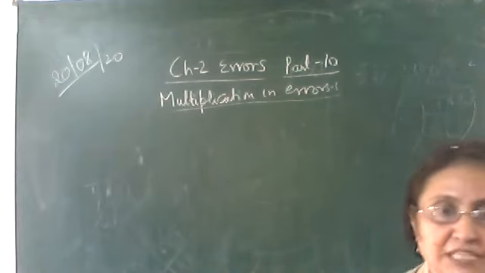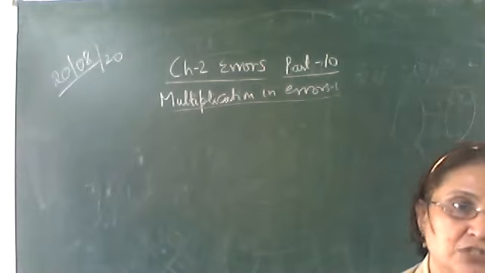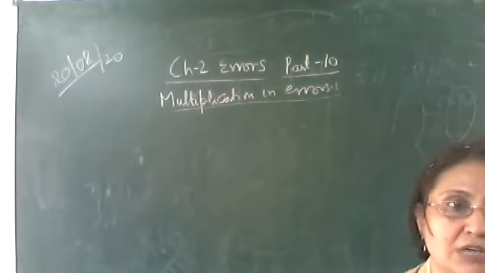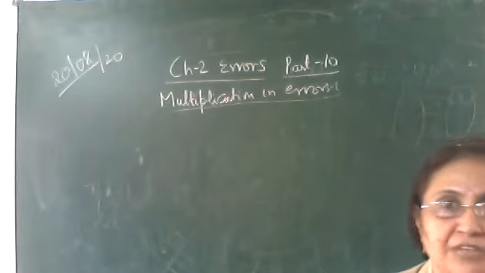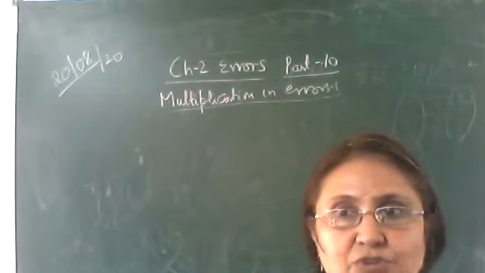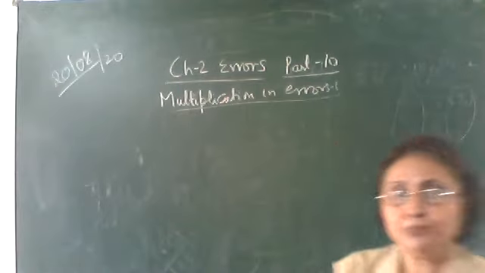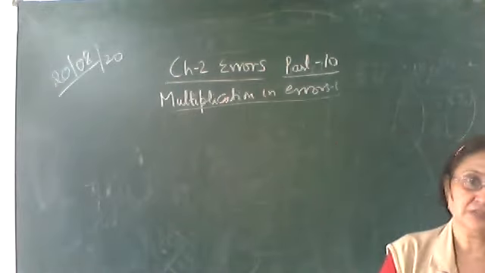So in both the cases, in subtraction and in addition, the maximum absolute error delta z, which sign do we consider? Positive sign. So plus delta z is equal to plus delta a plus delta b. So it is the sum of the absolute errors in individual measurements. Now today we'll discuss the multiplication.